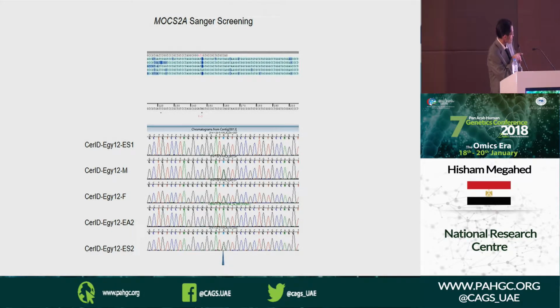And she has 3 other siblings. The first row is a sibling who is completely normal, and the mother and father are heterozygous. The fourth shows the proband, and she has a homozygous deletion. The last row shows the other sibling who is a carrier as well. So as you see, the whole exome sequencing gives us information about the carrier status of her brother and sisters.